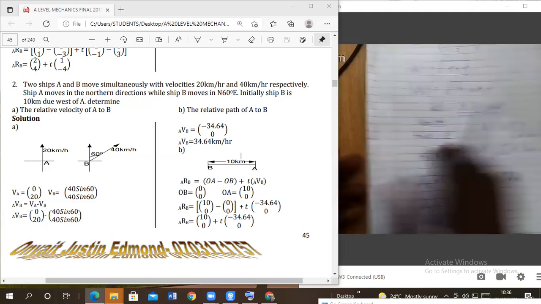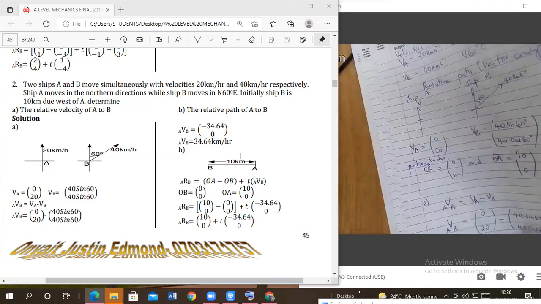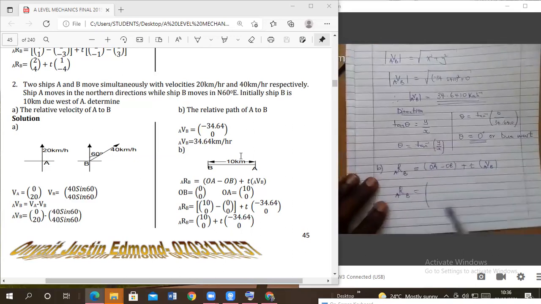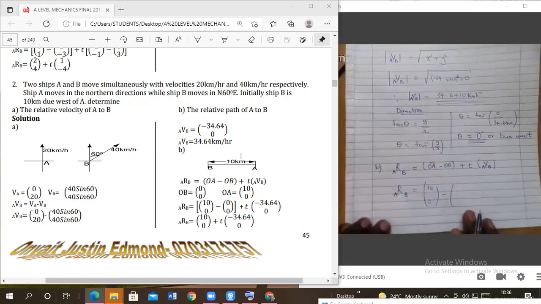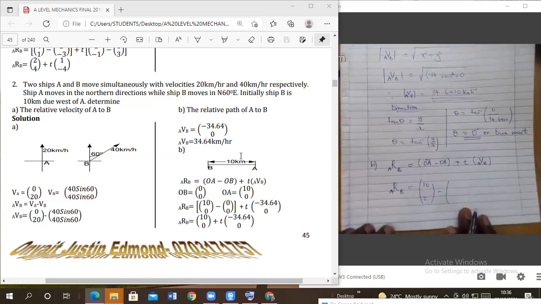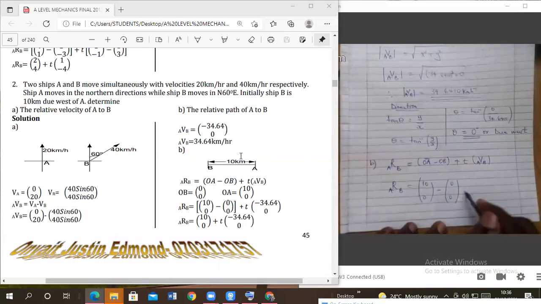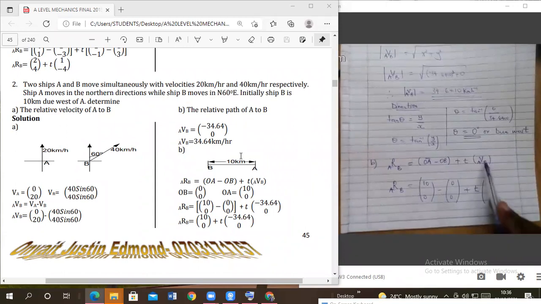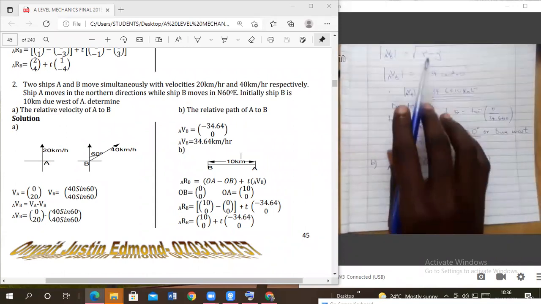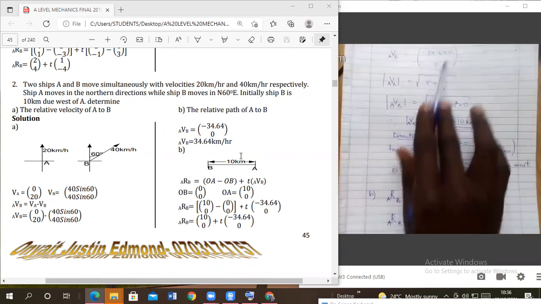What is our OA? 10, 0. Our OA is 10, 0. Good. It's 10, 0 minus our OB, which is what? 0, 0, because it was addressed at that point. So plus T into our relative velocity, which we have got here. I think that is here. Okay?